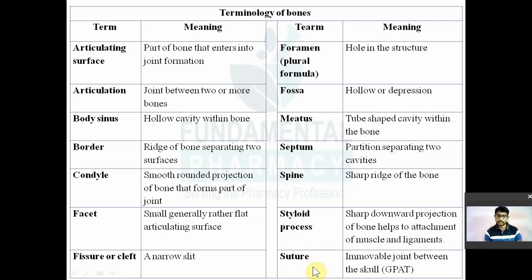Then suture. Suture is an immovable joint between the skull bones. What is suture? That is an immovable type of fibrous joint in the skull. So whatever the different bones of the skull, like frontal bone, temporal bone, occipital bone, okay, and lateral bone, those are attached by one immovable fibrous type of joint. It's known as suture. This was a question in GPAT, I think 20 suture.